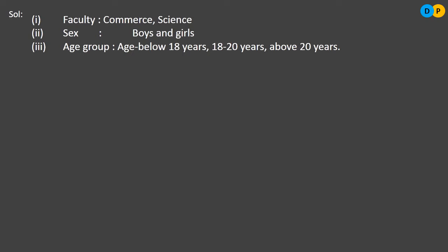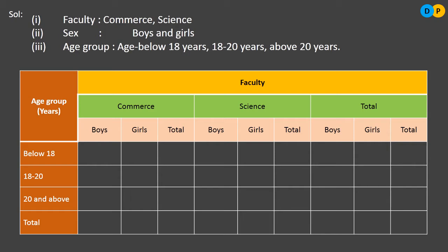So now we need to prepare a blank table without any values. The table looks like this. If you notice here, I have considered all three characteristics: faculty, the first characteristic, followed by sex, whether boy or girl, and followed by the third characteristic, age group. Please notice that the first and foremost thing is which characteristic needs to be considered in rows and which one in columns. There is no hard and fast rule. It all goes according to your intuition.